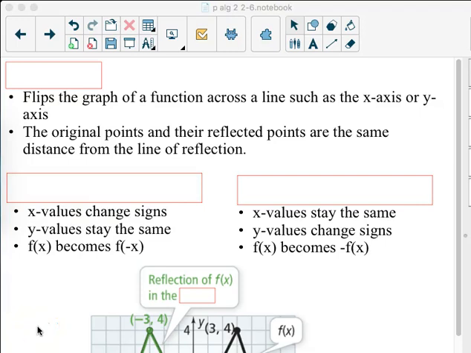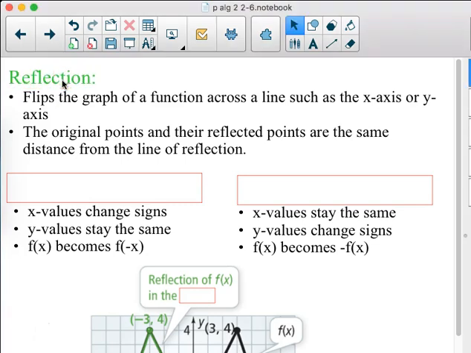This is day 2 of section 2.6 in Algebra 2, and our objective is to analyze transformations of functions. Yesterday we talked about doing the translations, the slides, whether it was going to be up and down, right and left, or maybe a combination of both eventually. And today what we want to do is add to that. What are some new pieces? The new pieces are going to be talking about reflections and a few other things.